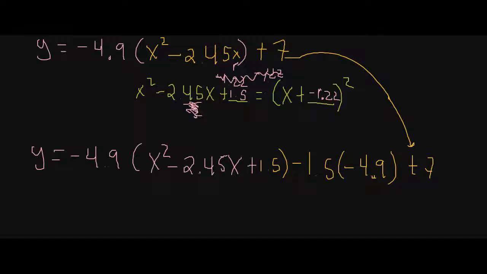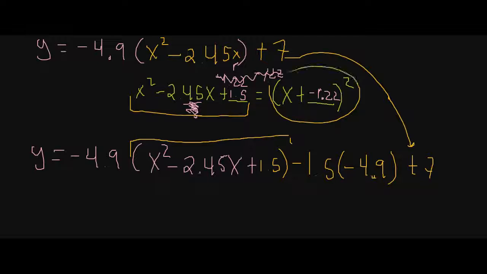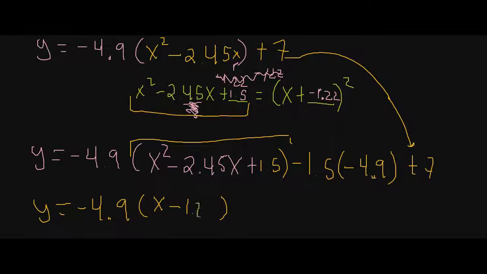Okay. Well, now we know. We just did it. This whole thing right here, x squared minus 2.45x plus 1.5, is going to give me this perfect square here. So I'm going to get y is equal to negative 4.9 times x minus 1.22 squared. We could do plus or minus, but it's just the same thing.